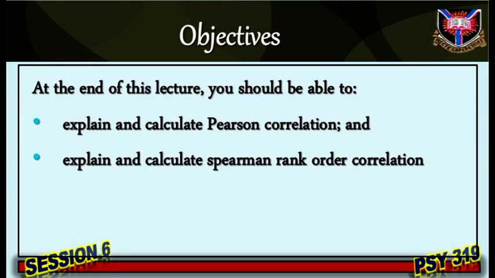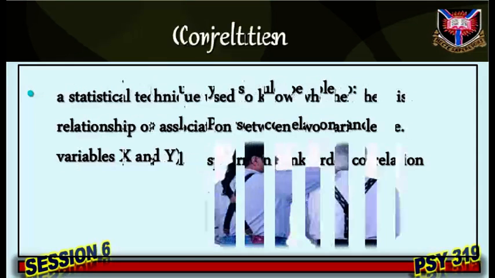Objectives. At the end of this study section, you should be able to: 1. Explain and calculate Pearson correlation, and 2. Explain and calculate Spearman rank order correlation. Pretext. What are the differences between Pearson and Spearman rank order correlations?